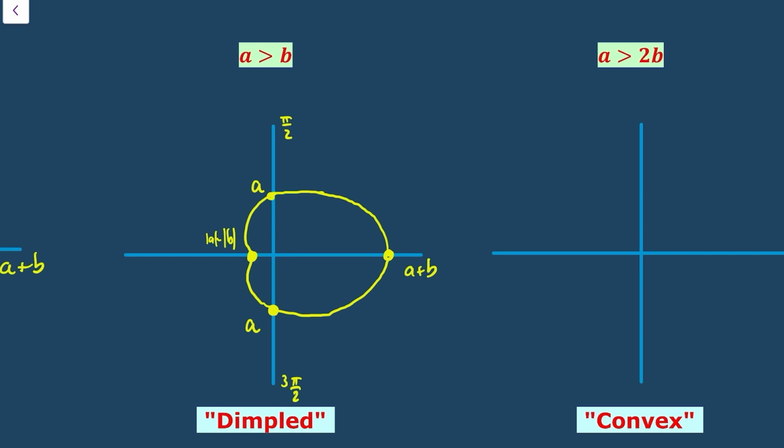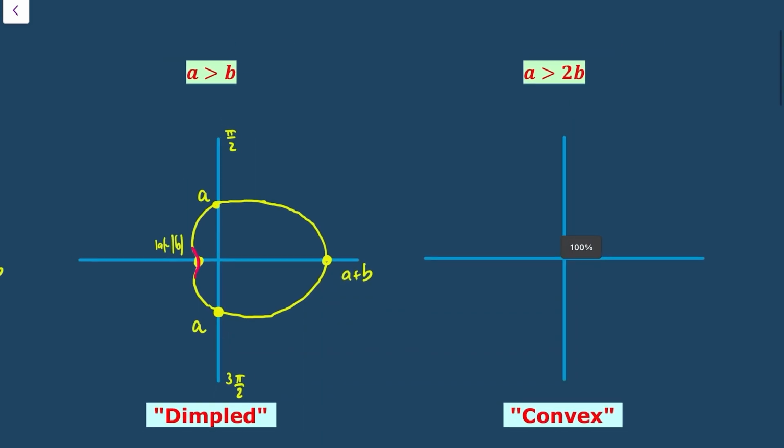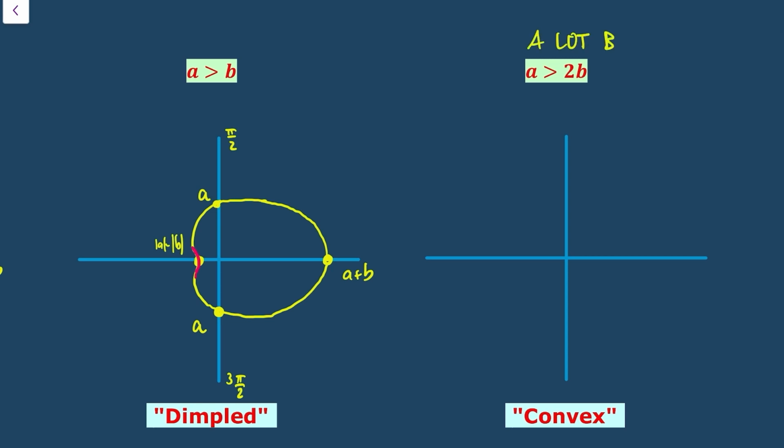Or just A minus B in this case, because both of these we are assuming to be positive. Okay, that is a dimpled limacon. I get a dimple effect going on here at pi. And then when A is a lot bigger, strictly it's when A is greater than 2B.